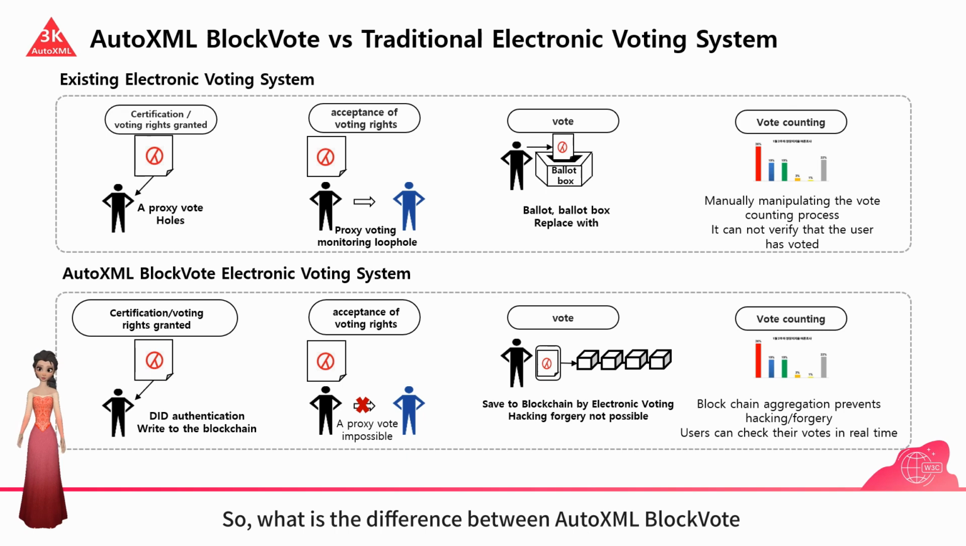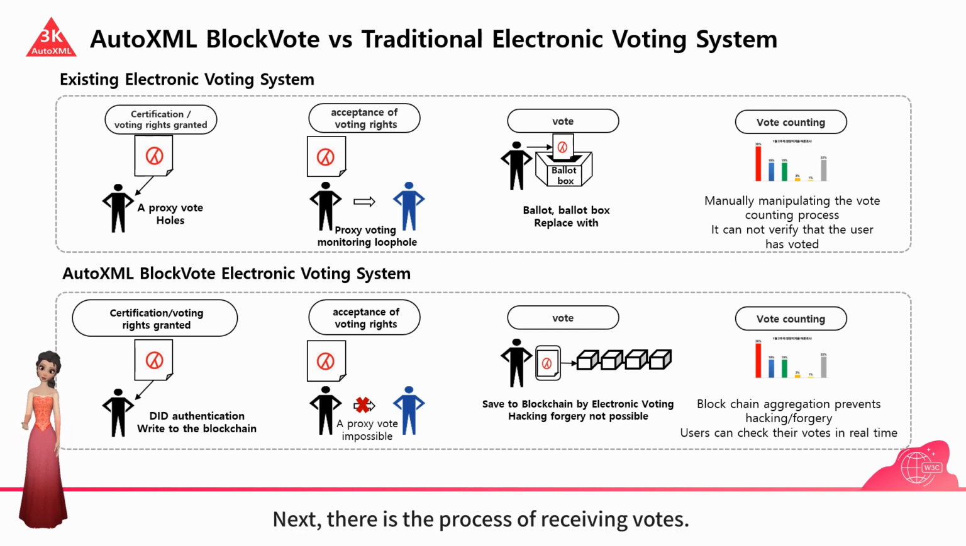So, what is the difference between AutoXML BlockVote and the existing electronic voting system? Let me explain the voting process. First, voter authentication and voting rights are given in the first order. At this time, a loophole in proxy voting occurs in the existing system. However, since BlockVote authenticates DID and records it on the blockchain, proxy voting is not possible.